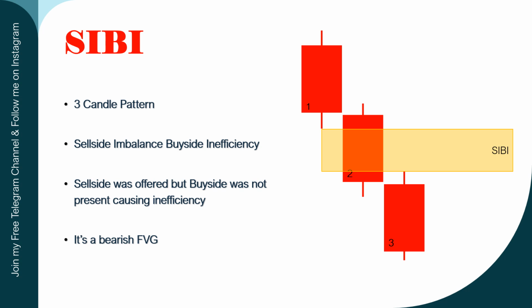So this first candle here and that third candle will create this void, this void that is going to be left. So just like the BISI, it is also a three candle pattern. You need the first candle's low not to touch the third candle's high. Then you have a SIBI. In short, it's just a bearish fair value gap.